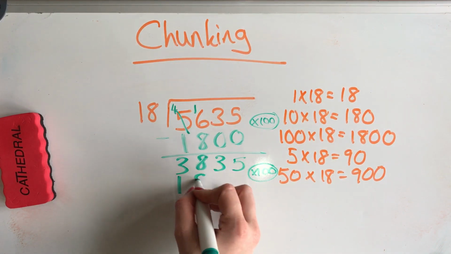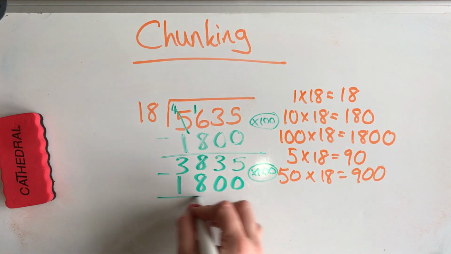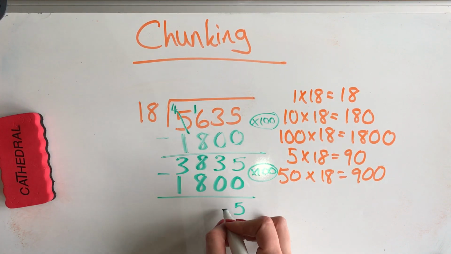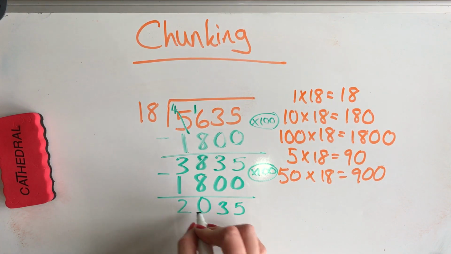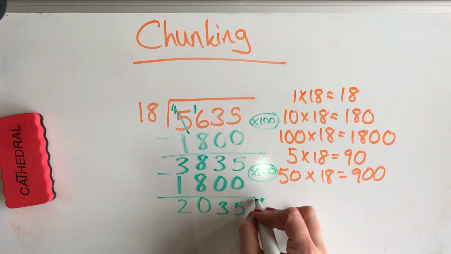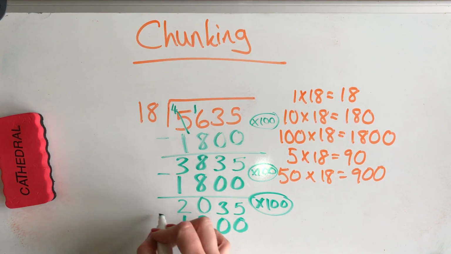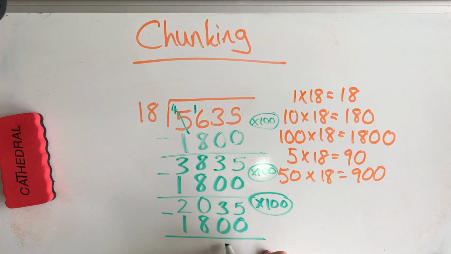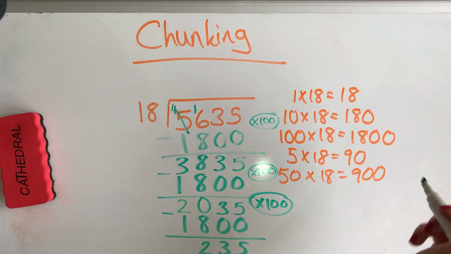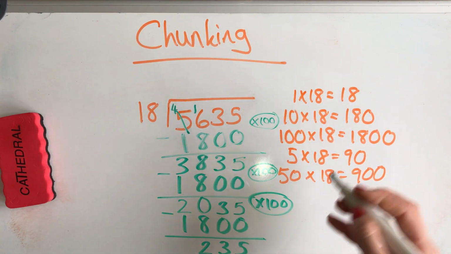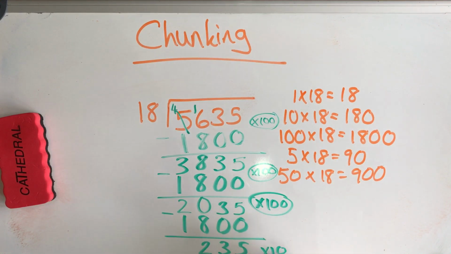and I'm going to take it out. That gives 2,035. I can still take another group of 100 out, which is going to leave me with 235. Now I can't take any more groups of 1,800 out, but I could take out a group of 10, which is 180.